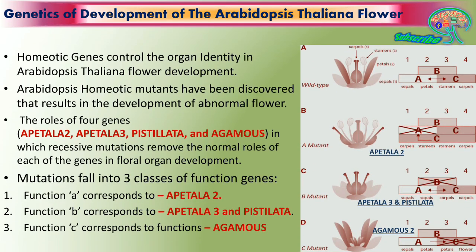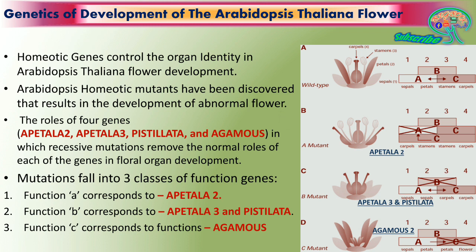So here, further, these organ identity genes will be controlled by the homeotic genes. Homeotic genes control the organ identity in Arabidopsis thaliana flower development. These homeotic mutants were discovered in the development of abnormal flowers. Abnormal flower means a mutated flower, where during the experiments they mutate the genes to study what exactly the mutated genes are responsible for.